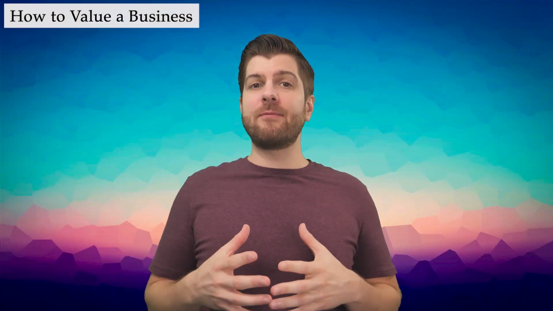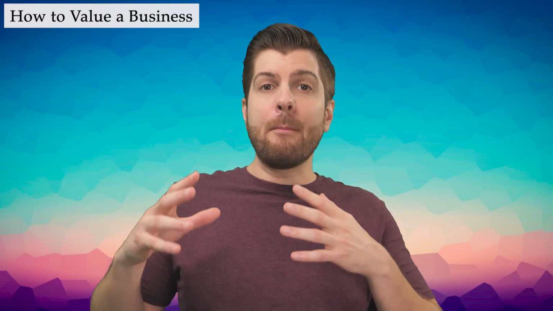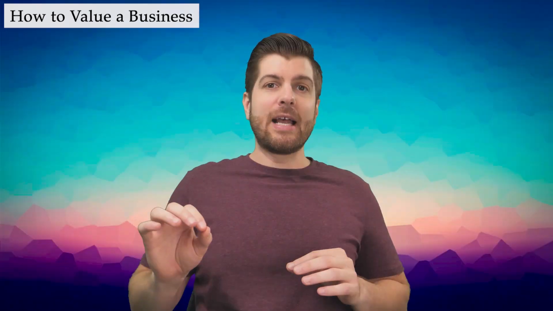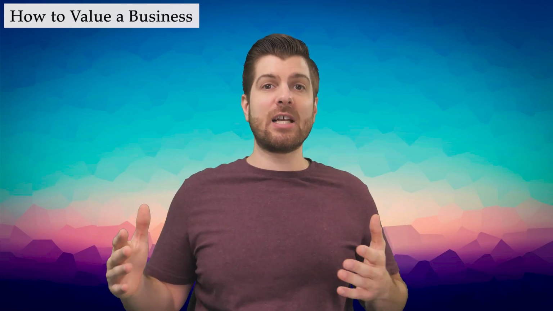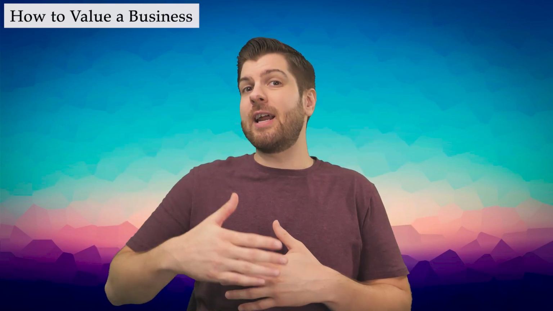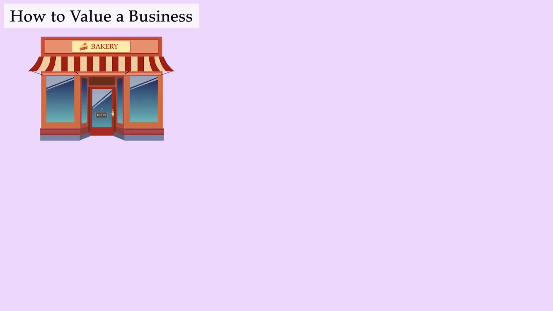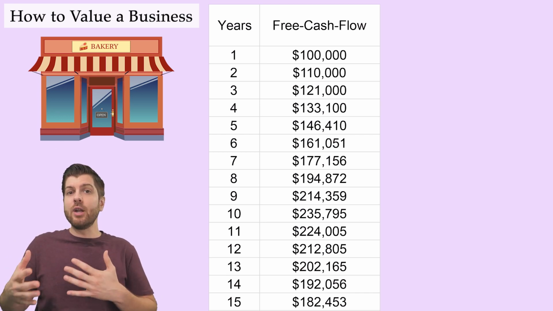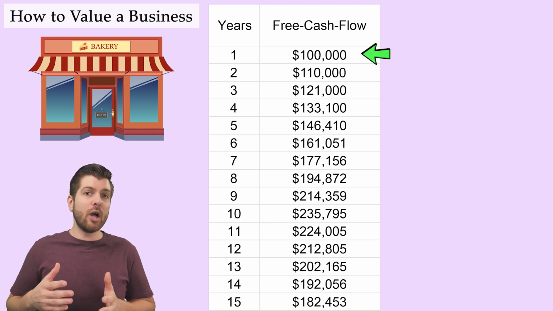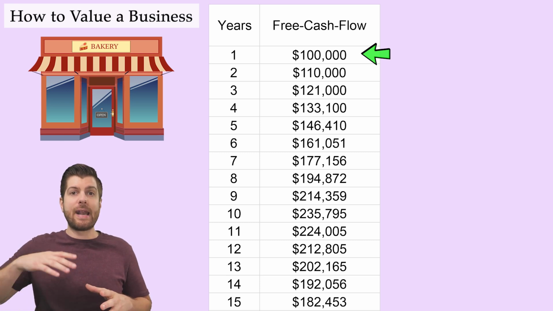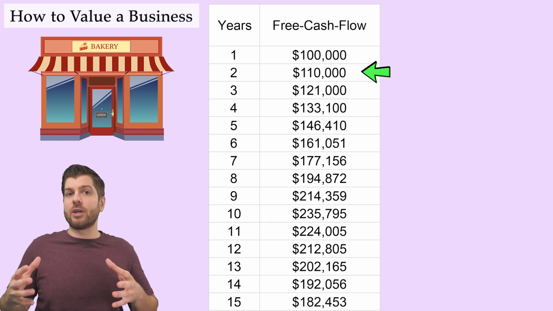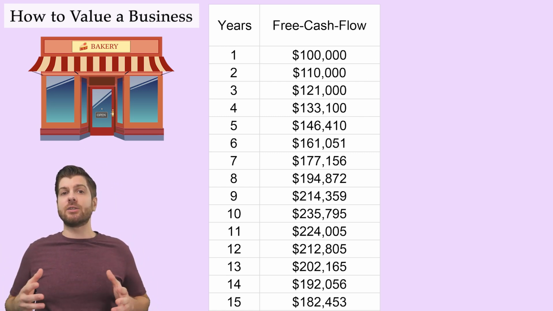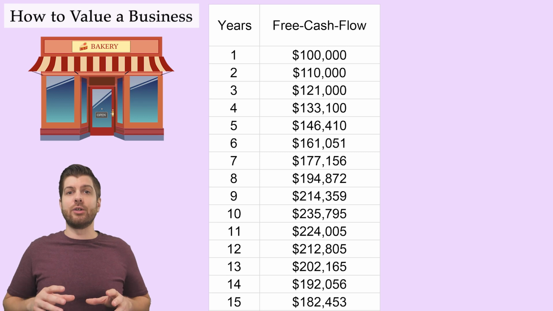So let's do an example, but for this example, we're going to pretend that we are magically able to see exactly 100 years into the future. This means that we know exactly what the future cash flows of any business will be for the next 100 years. And we're going to value a bakery business. Because we know what the next 100 years entails, we know that this business will generate $100,000 of free cash flow next year, and that the following year it will generate $110,000, and that it will continue to grow its free cash flow by 10% every year until year 11.